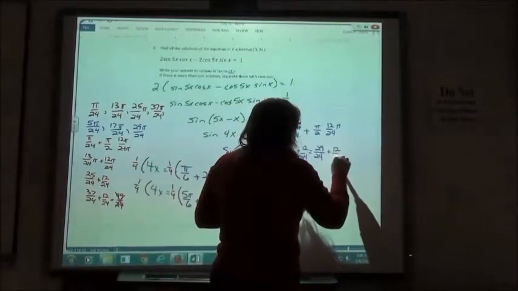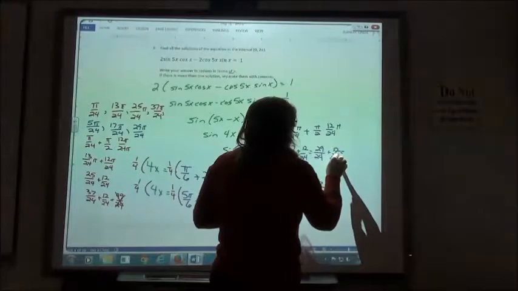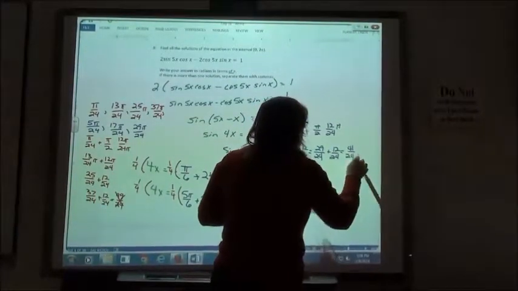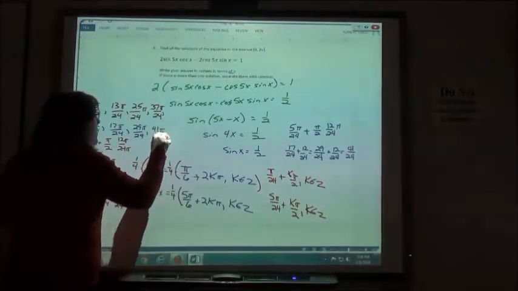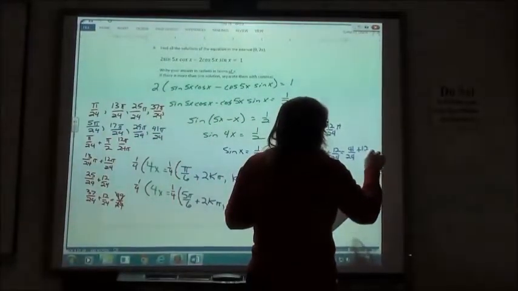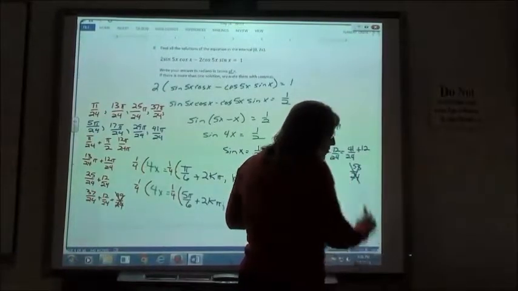Plus 12 24ths again would give me 41 24ths. That's still small enough because 48 would be too big. 41 pi over 24. And then if I add another 12, I'm going to be at 53 24ths. That one's going to be too big for sure.